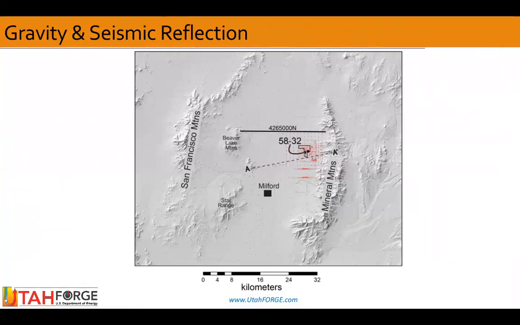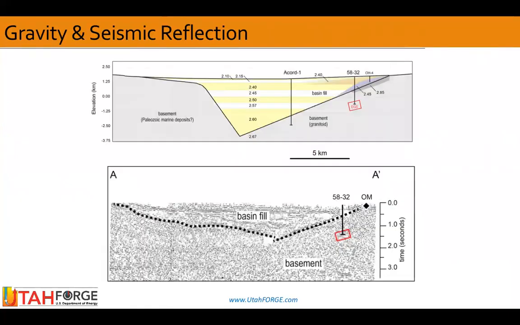The regional understanding of the basin architecture is known from gravity and seismic reflection data, and interpretations are shown in the next slide that follows these two east-west transects. The upper cross-section interprets gravity data, and the lower cross-section is based on a legacy 2D seismic reflection survey. Both sections show the distribution of low-density basin fill sediments and basement rocks, which on the east side of the valley hosts the JTAHFORGE EGS reservoir.